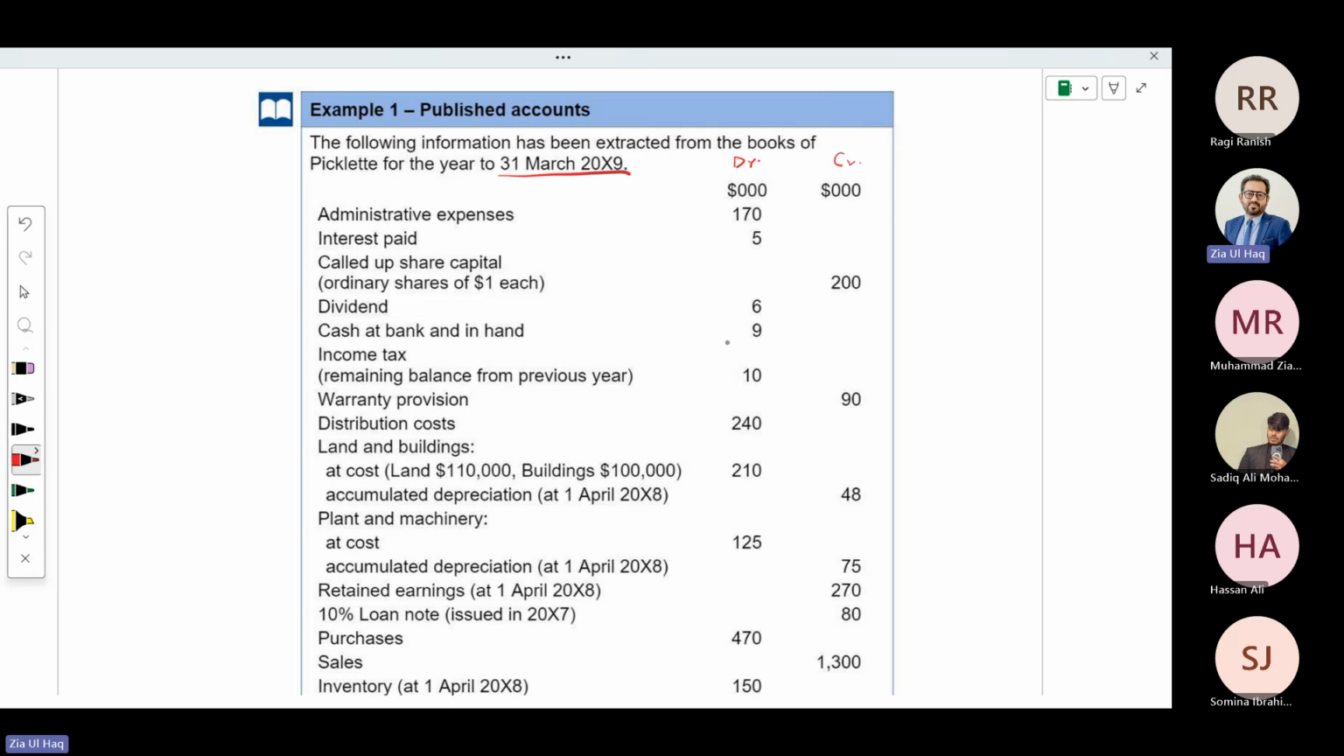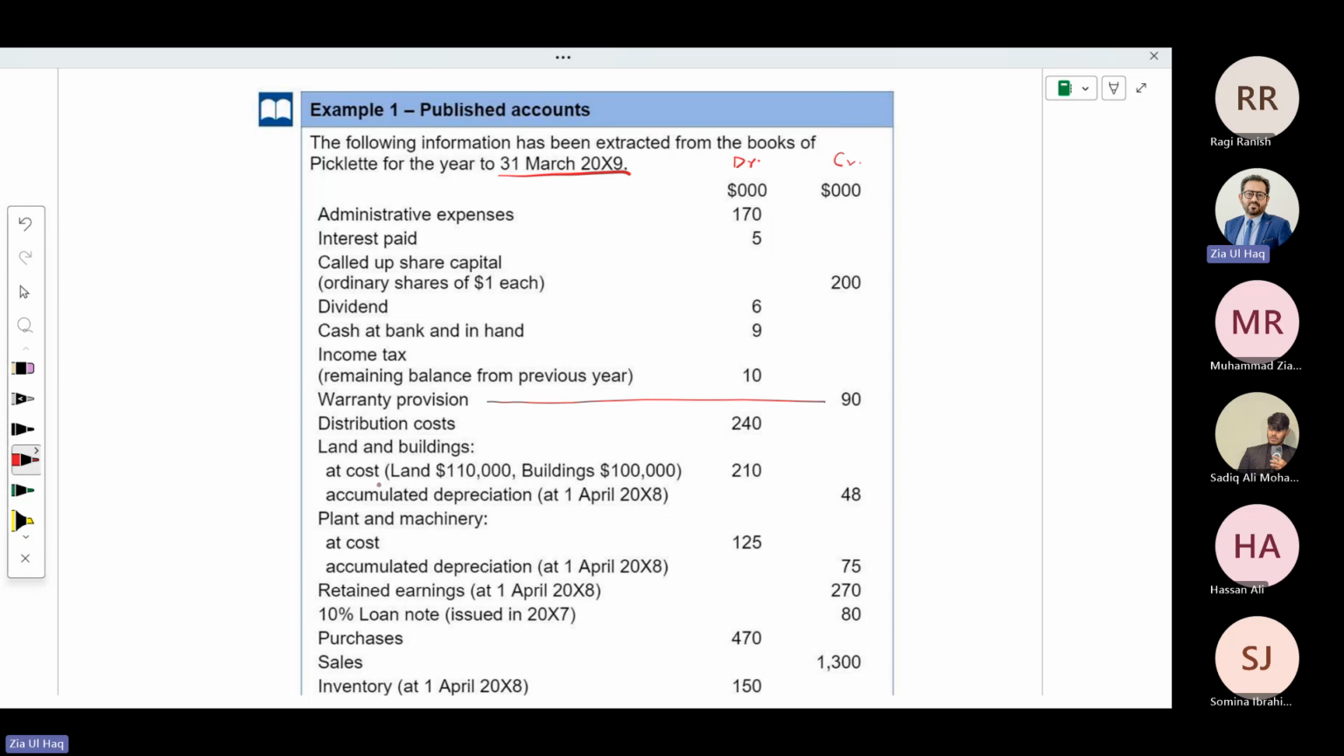Cash at bank and cash in hand, current asset. Income tax remaining balance from previous year is 10, meaning expense. Along with the current year, we need to show this as expense. Warranty provision 90, liability. If a company provides warranty to its customers, there are chances customers will claim warranty. So the company needs to create a provision, a liability. Distribution cost means distribution expense.